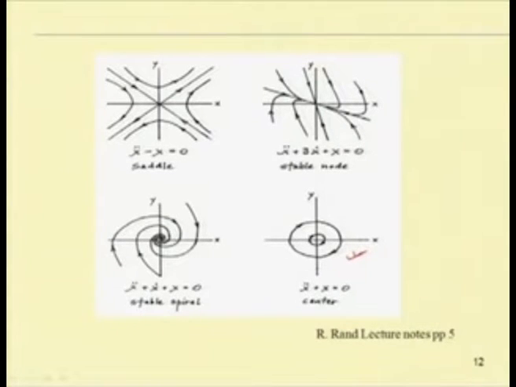Similarly, one can have a stable spiral in this case and a stable node in this case. So this is the second order equation with a damping term. Here the damping factor is 3. So one can find the solution and one can see this is a stable node.